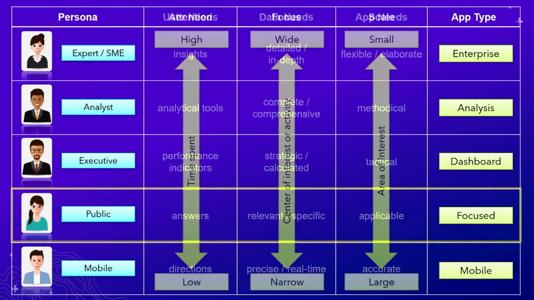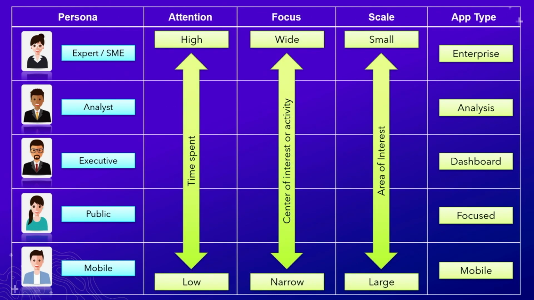Another way of looking at those personas is in terms of, for example, attention span, the time spent on a page. So for our public user, most likely they will spend very little time on our application. They want answers immediately. They have a very narrow center of interest or activity, and they're very focused on their area of interest. They're only interested in their house, their street, the immediate neighborhood. We call it the large scale, versus maybe an expert or an analyst. They care about the whole city.